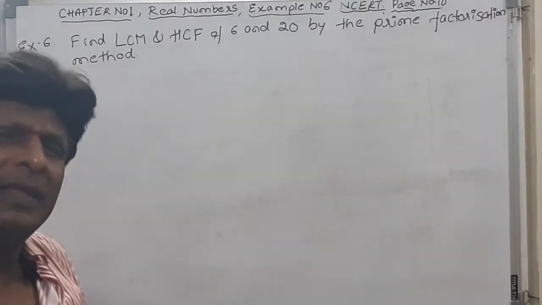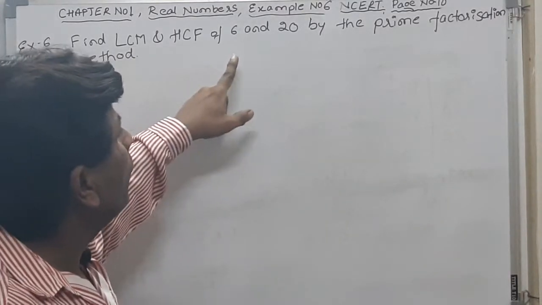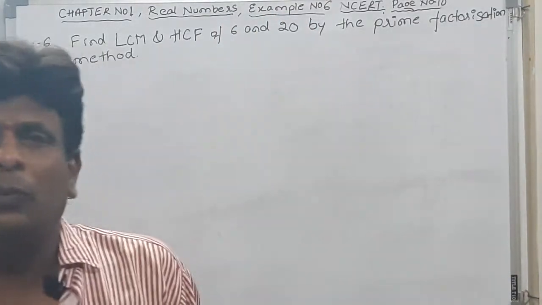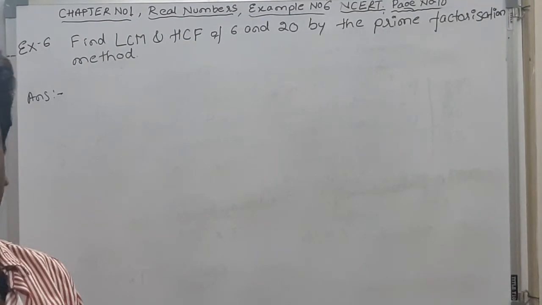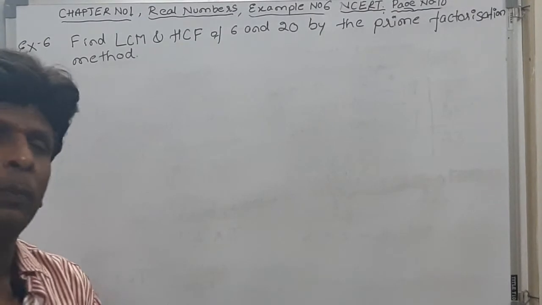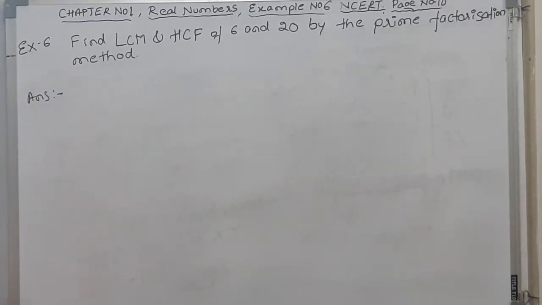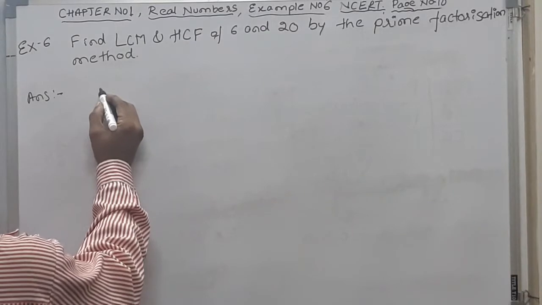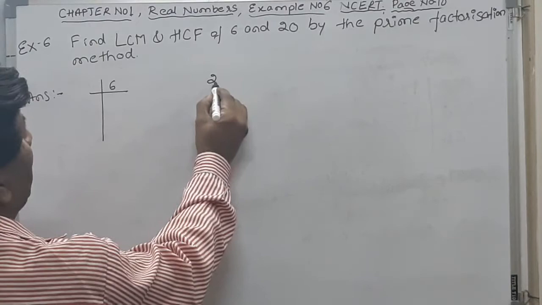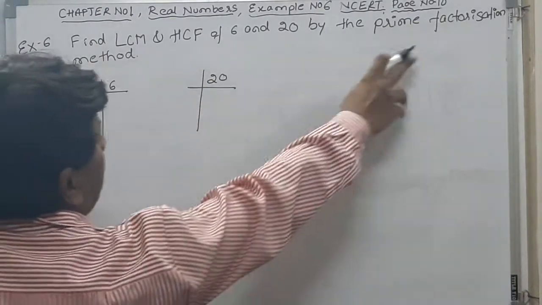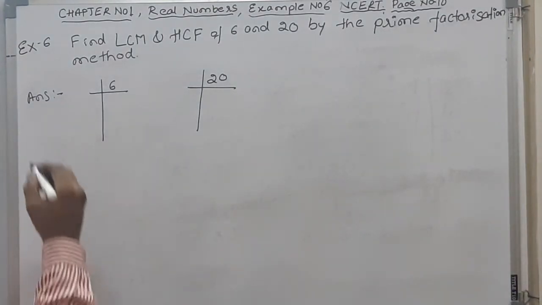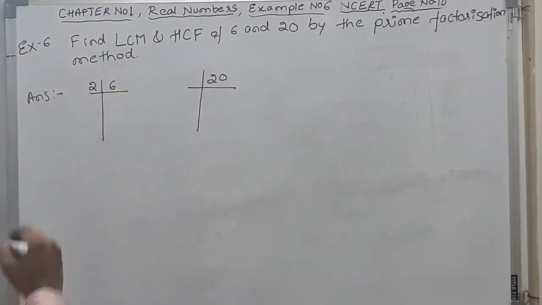It is simple. We have to find the LCM and HCF of 6 and 20 by prime factorizing the given numbers. We have done this kind of question since your 5th standard. Let us do the example. First, we have to find the prime factors of 6 and 20 by the prime factorization method.